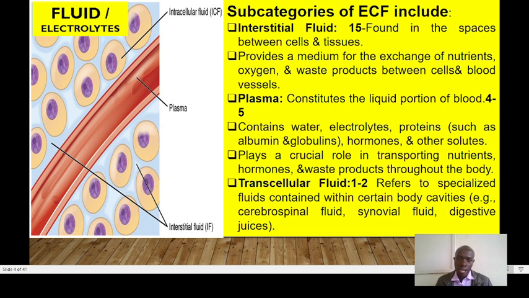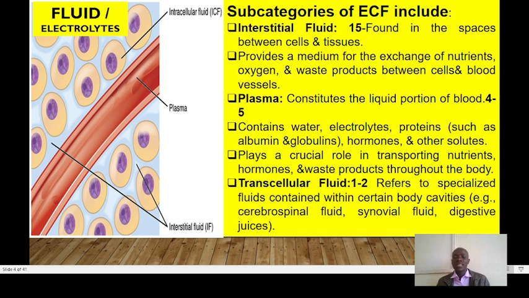The second category under the extracellular space is the plasma, and this one constitutes the liquid portion of blood, and the percentage is about 4 to 5%. It does contain water, electrolytes, proteins such as the albumin and the globulins. Remember, albumin is the one that is going to maintain the oncotic pressure. All right. We also have hormones and other solutes, and this plasma normally plays a role in transporting nutrients, especially the hormones and waste throughout the body.